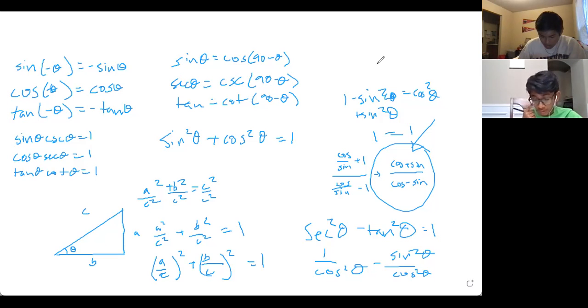Wait, so wouldn't it just be 1 minus sine squared of theta equals cosine squared of theta? Okay. Yeah, so you get 1 minus sine squared theta, right? And by now you should be able to recognize that's cosine squared theta. So cosine squared theta equals cosine squared theta, yes. Okay, try the next one. This one is also going to be pretty easy, pretty straightforward.